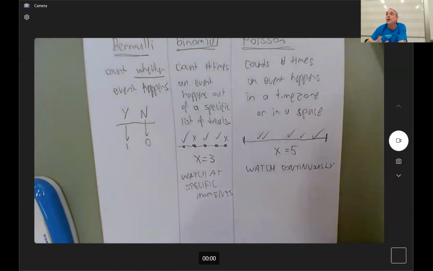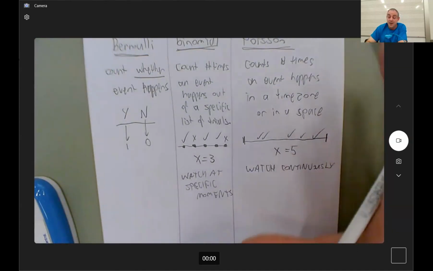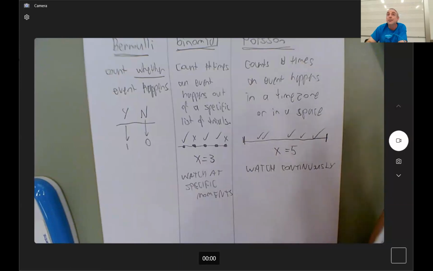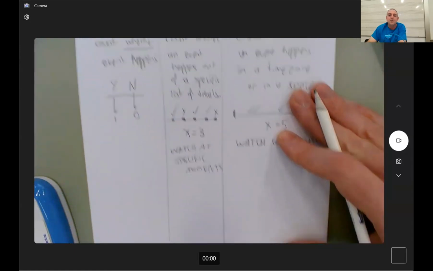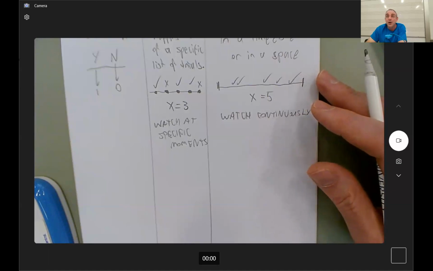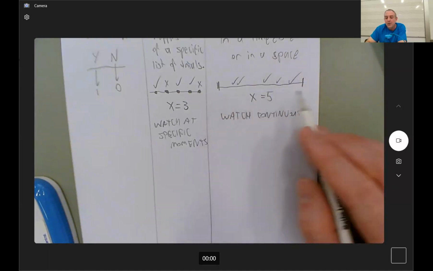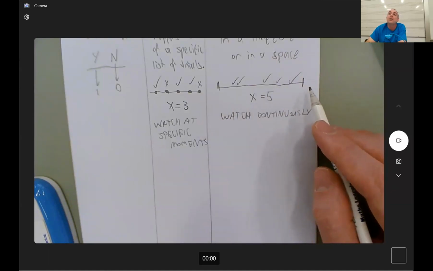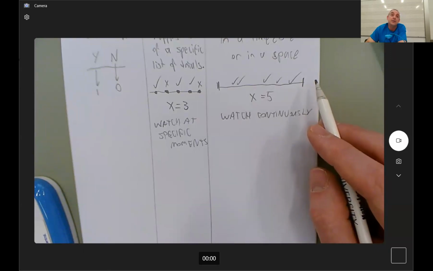I choose not to go into further detail about all of these distributions at this time, but there are some further choices that we need to make with these, especially for the Poisson. It's really important to know how long you watch for or how much space you're looking at.